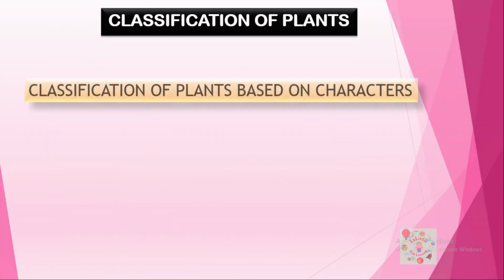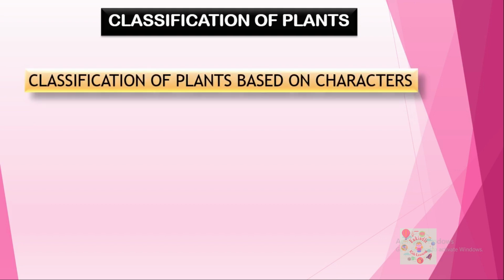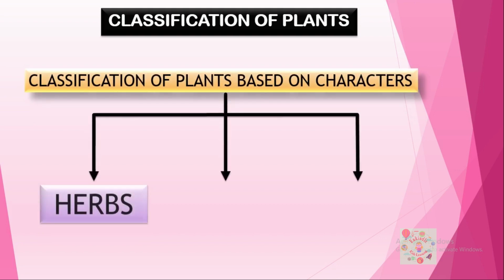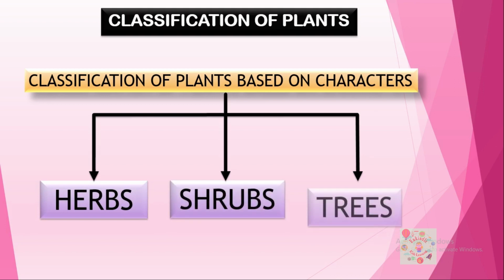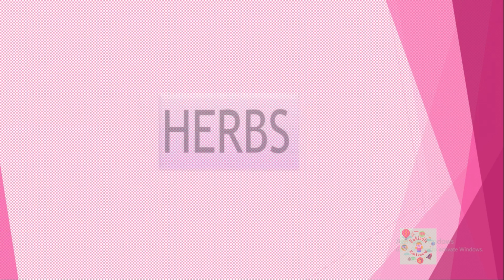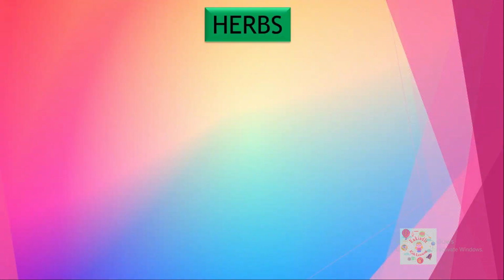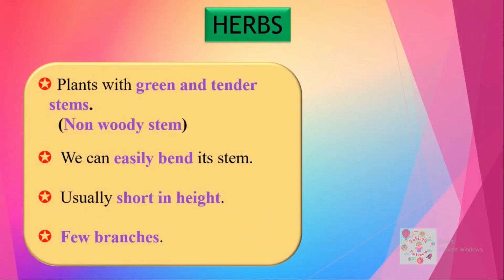Classification of plants. Based on characters of plants, plants are classified as herbs, shrubs, and trees. We will now study about each one of them in detail. So first we are going to study about herbs. What is a herb? Herbs are plants with green and tender stem, that is soft stem. These are actually non-woody stem. We can easily bend its stem. Usually herbs are short in height and they have few branches.